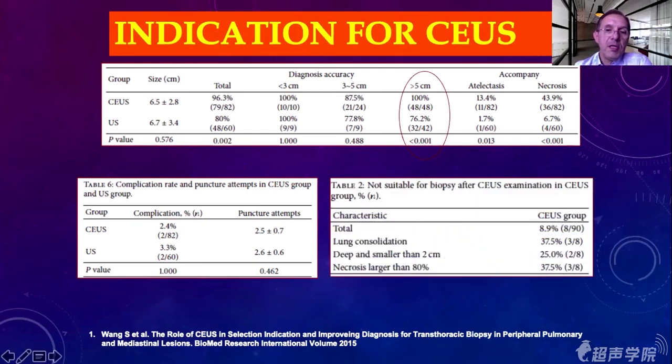And also, the use of contrast enhanced ultrasound before a biopsy is very useful, because in some cases we may say that we don't perform the biopsy because that tissue is not a tumor, it's a lung consolidation, or we see a mass with a very high percentage of necrosis. So in that case, we need fuse guidance to target viable tissue.